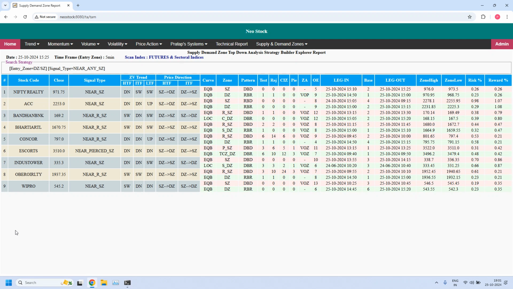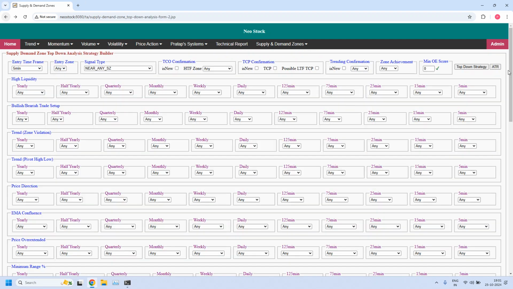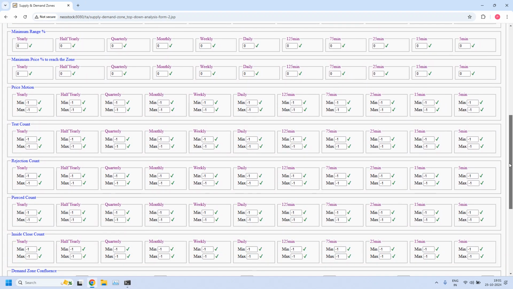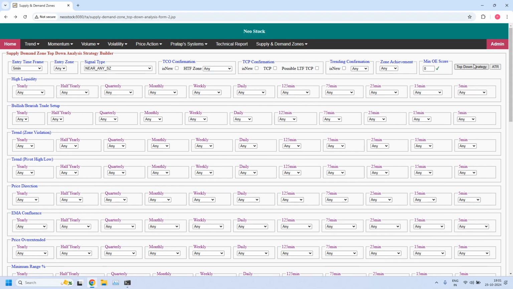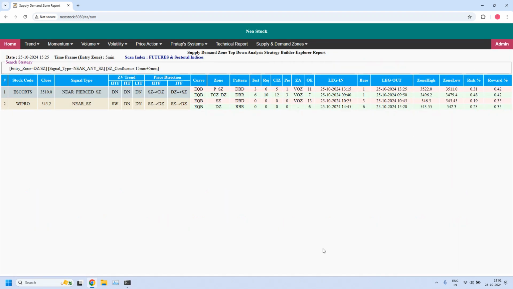Let's verify any of these 5 minute supply zones are having ITF supply zone confluence. That is 5 minute supply zone with 15 minute supply zone confluence. I am enabling the filter. 2 stocks are filtered.